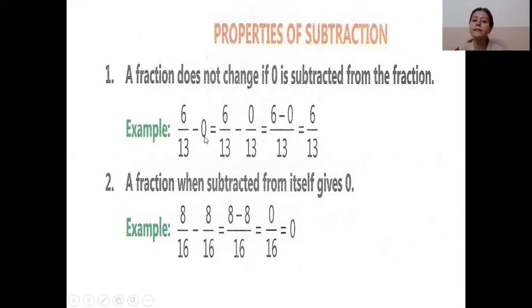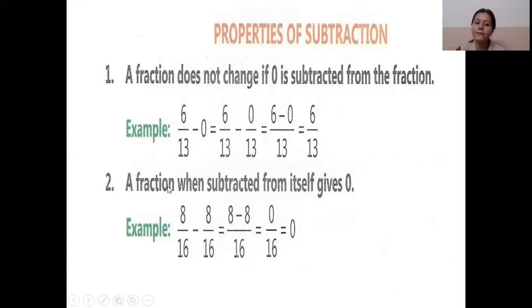6 upon 13 minus 0. Now 0 you can write as 0 upon 13, beta. 0 upon 13 is equal to 0. So now 6 upon 13 minus 0 upon 13. These are your like fractions, 6 upon 13 and 0 upon 13. You will subtract only the numerators. The denominator will remain the same, that is 13. So now 6 minus 0 is what, children? 6. So your answer will be 6 upon 13. 6 upon 13 minus 0 will be 6 upon 13. When you subtract 0 from any fraction, you get the fraction only. Fraction itself is the answer.